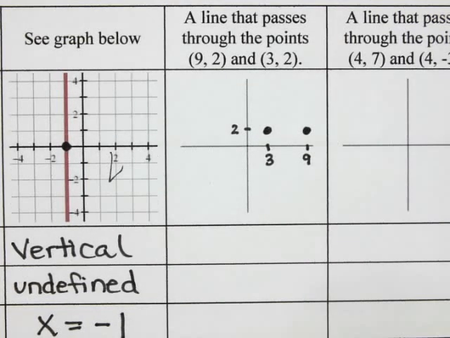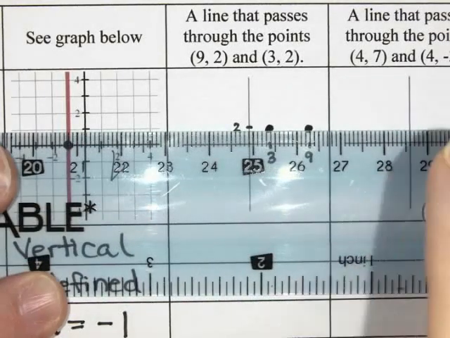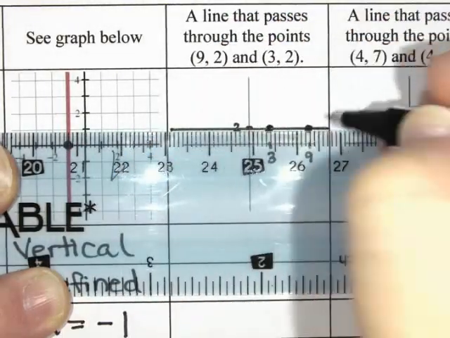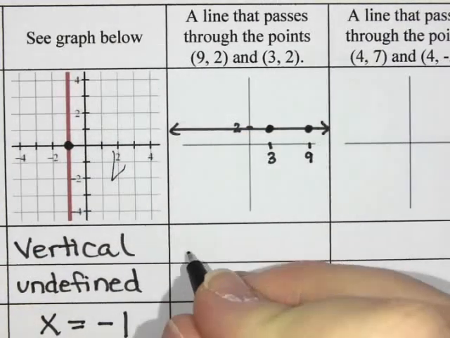So if I connect those with a line, what kind of line is that? That is definitely horizontal.